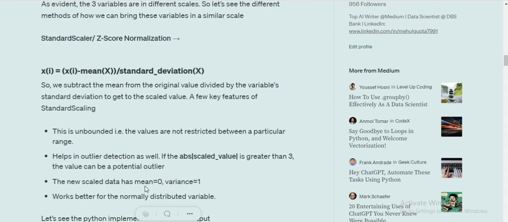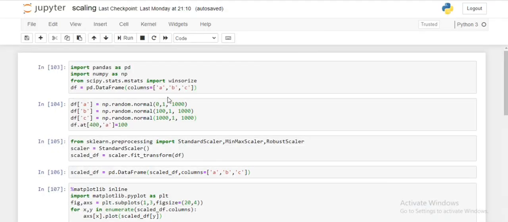The newly scaled data has a mean equal to 0 and variance equal to 1, and it works better with normally distributed datasets. So let's see a practical example of how standard scaling works over a given data frame. Here, we have declared a dummy data frame where A, B, and C are all normally distributed with different means. A has a mean equal to 0, B has a mean equal to 100, and C has a mean equal to 1000, with standard deviation equal to 1.